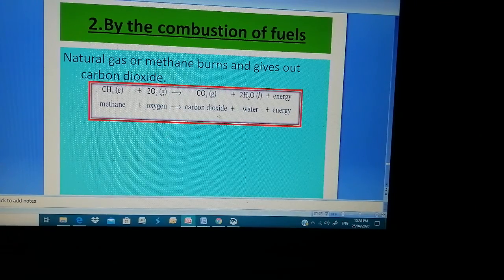Another process is combustion of fuels. You know that methane, all natural gases and all hydrocarbons, when they burn, there are two types, complete burning and incomplete burning. In complete combustion, carbon dioxide is always one of the products. So the amount of carbon dioxide in the atmosphere is increased by combustion. So this cycle goes on.